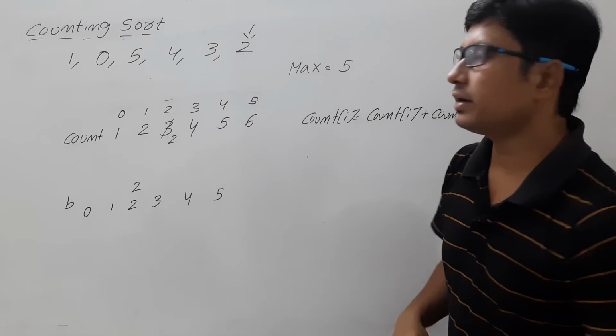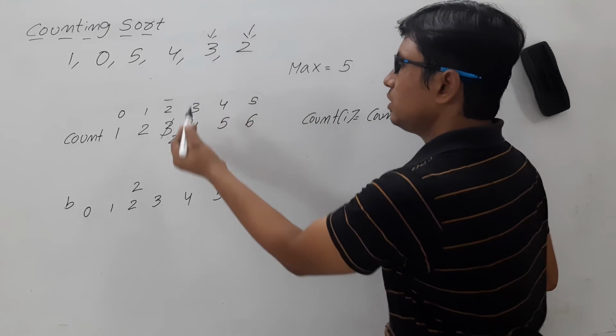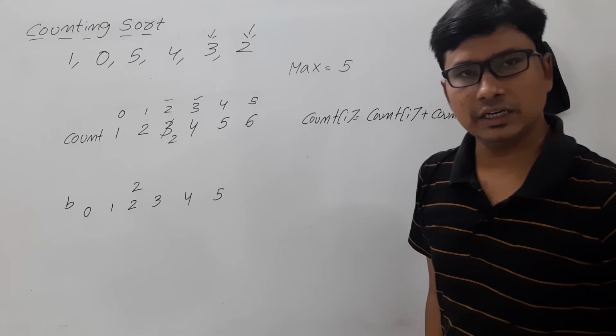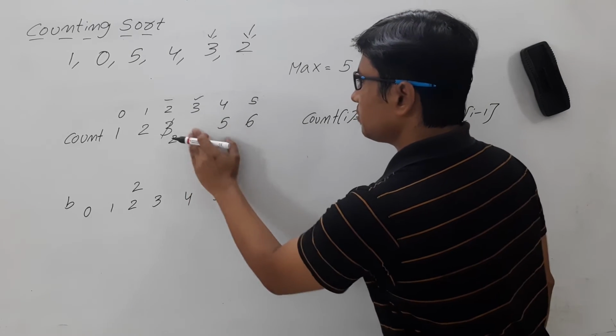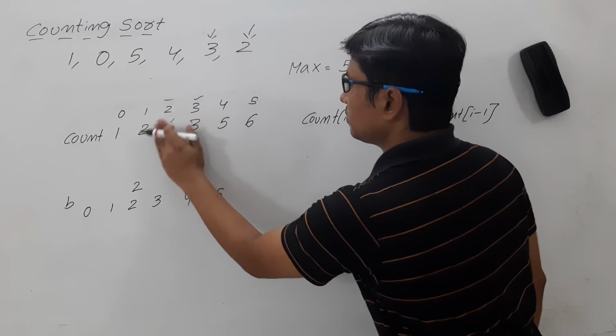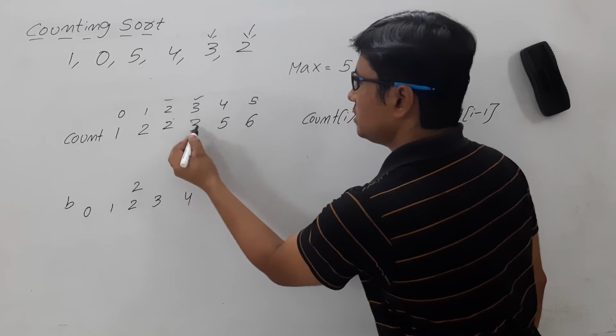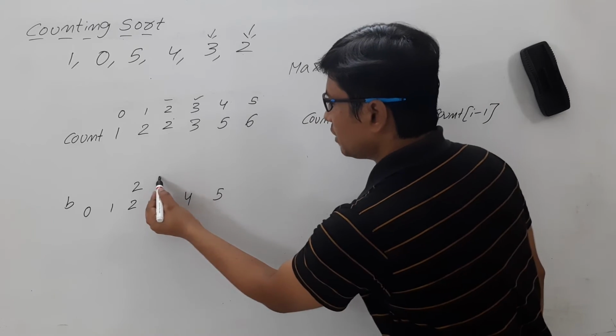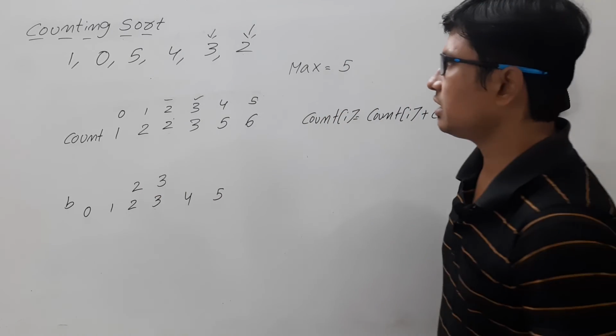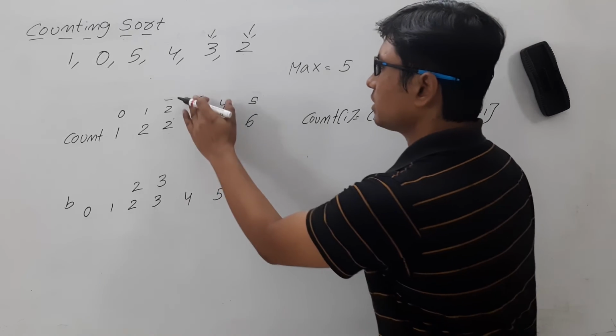Now go to the next input. It is 3. Go to the corresponding index. What is the value there? 4. You decrement it by 1. It will be 3. Let me erase this one and write it as 2. So it is 3. Go to the index 3 and write the value as 3. Is it clear? Are you able to understand it or not?